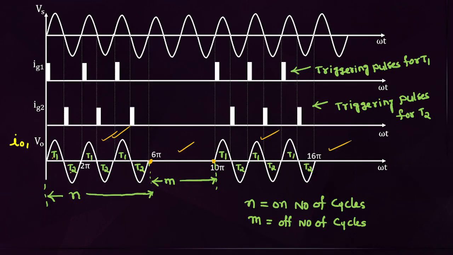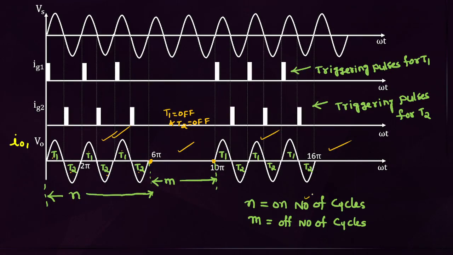Here T1 on, T2 on, T1 on, T2 on, T1 on, T2 on. But here T1 is off and T2 is also off. That is called on-off control. We don't trigger any thyristor during some cycles. During some cycles we trigger T1 and T2. Positive half cycle T1, negative half cycle T2. During some cycles we don't trigger any thyristor. This type of control is called on-off control.